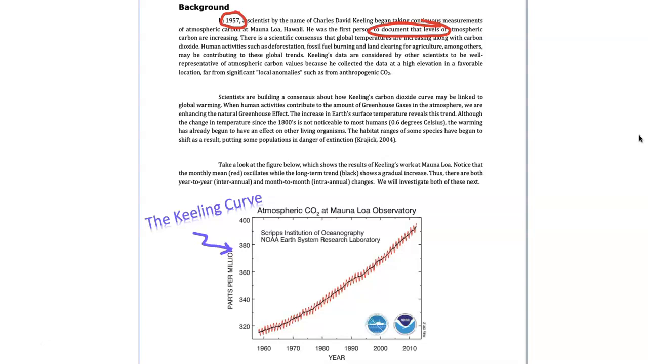Now we do have records that go farther back, but those are proxies, which means they're carbon dioxide values that are recorded in tree rings or ice cores or other things. They're not direct measurements made by instruments. So there's some other things in these paragraphs that you should read because they're going to be related to questions you'll get later. But let's take a closer look at this curve.